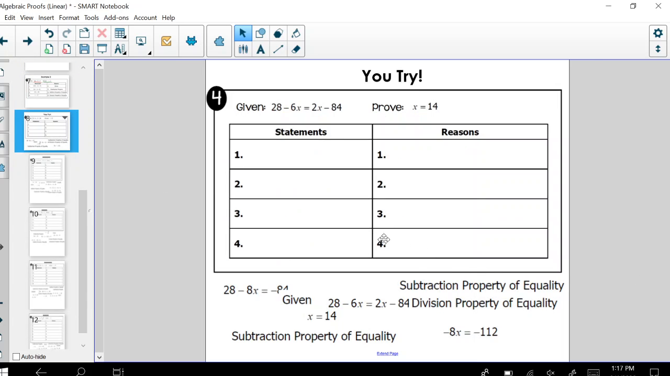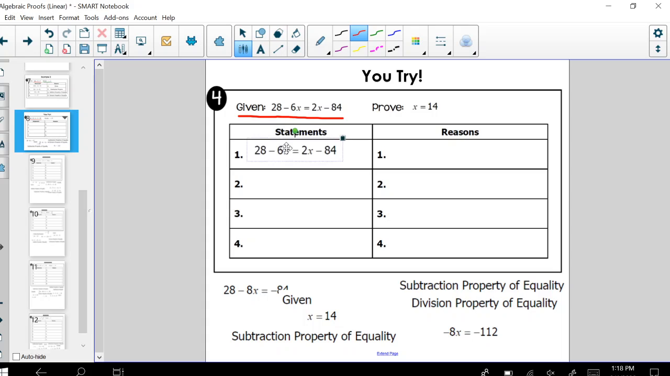Okay, another one that's a little bit longer, but we're still same steps. We're going to start with what's given to us. So what's given is that 28 minus 6x equals 2x minus 84. And my justification or my reason is that it's given.